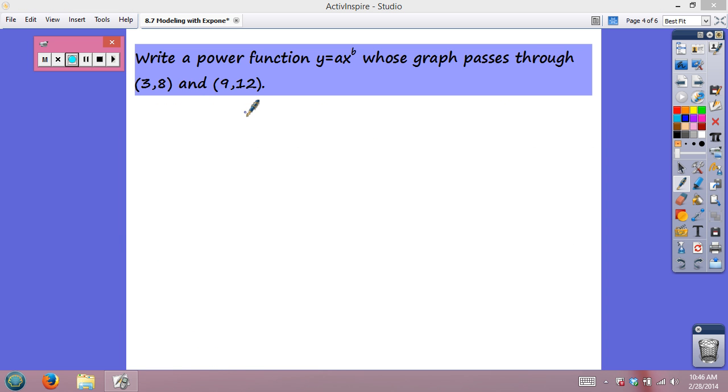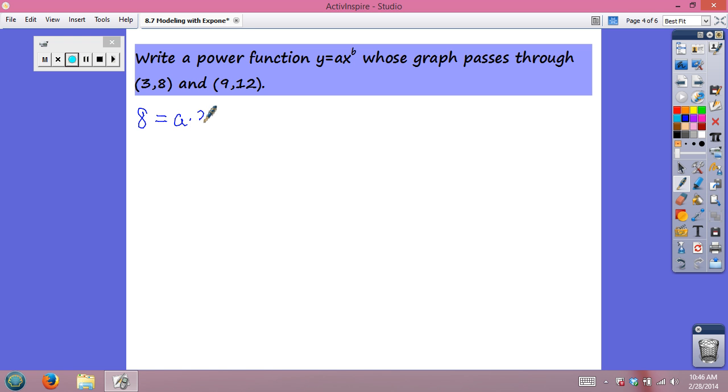Okay, so this next example is going to be a little bit trickier, but I know we'll be fine. We want to write a power function now in the form of y equals a times x to the b power whose graph passes through 2 given points. So the first thing we do, just like before, is plug in our x and y values into our 2 equations. So we have 8 equals a times 3 to the b power, and we have 12 equals a times 9 to the b power.